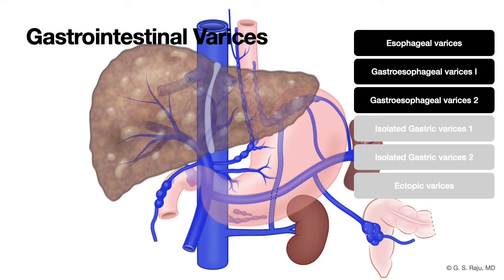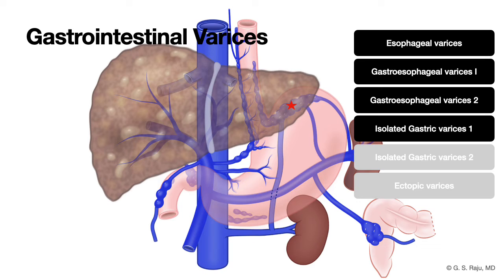Next, isolated gastric varices 1. These are located in the fundus of the stomach. These are predominantly submucosal varices. Banding does not work. These patients require glue injection or some form of embolization by the interventional radiologist. And one could also consider the TIPS procedure, that is transjugular intrahepatic portosystemic shunt, to decrease the pressure.